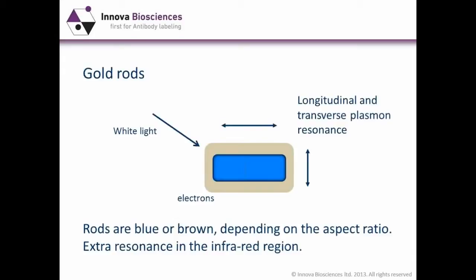Okay, turning to gold rods. Again, these clearly have a defined shape, and it does affect the color. In this particular case, when the light hits the outer electron layer, you get both longitudinal and transverse plasmon resonance. So you get an additional absorption peak very much red shifted, so rods appear as blue or brown depending on the aspect ratio of the gold rod.